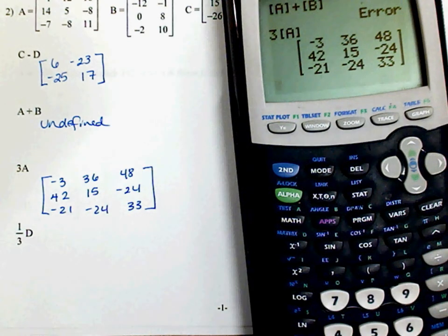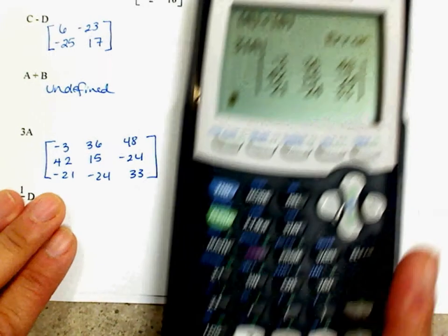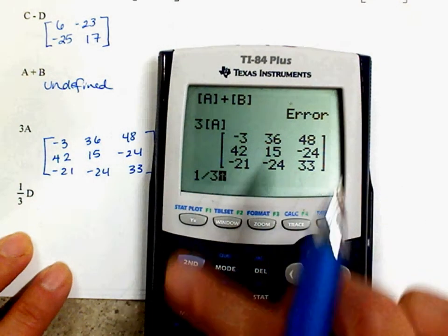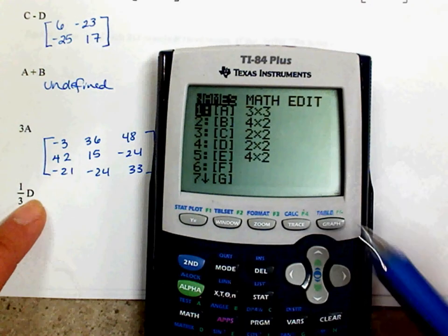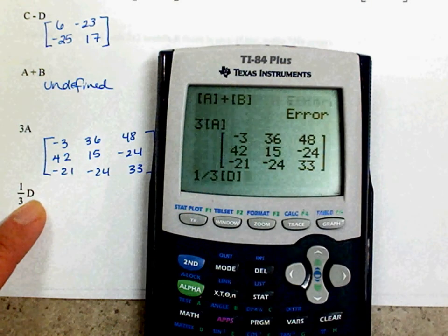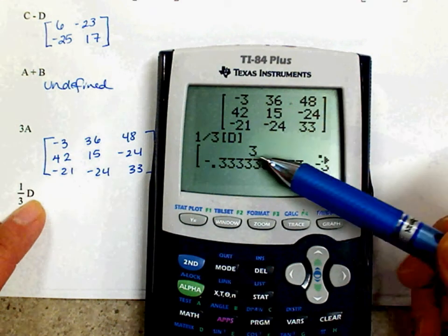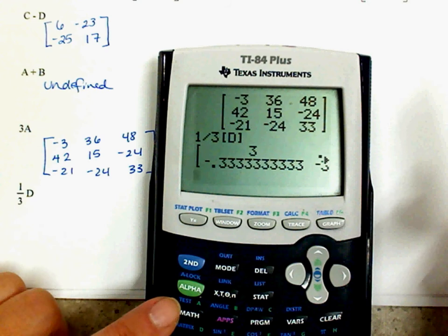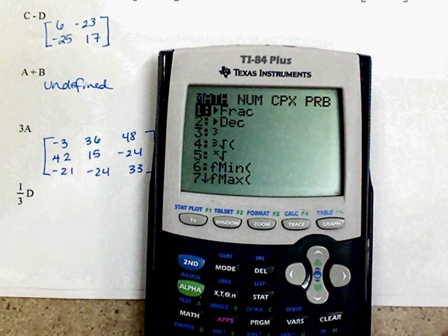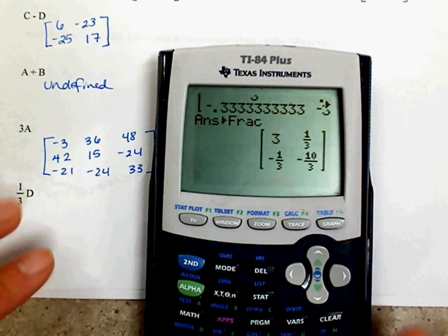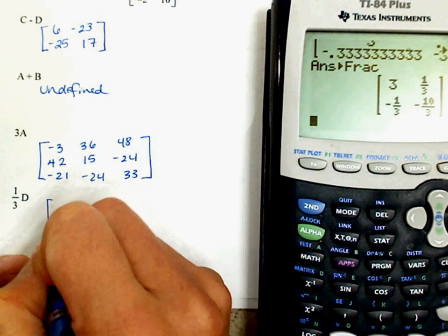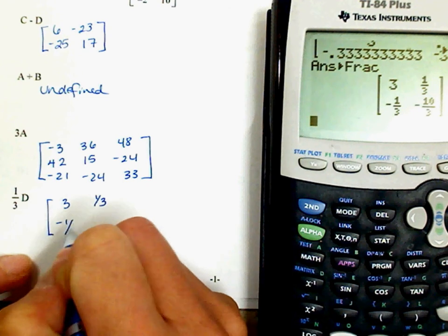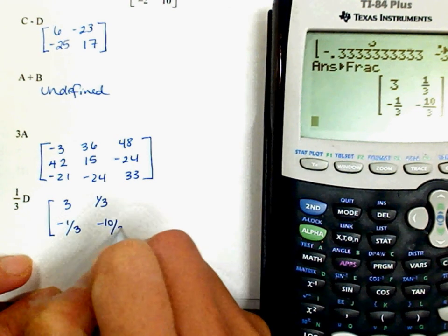All right, let's go to the next one. 1/3, which is the same as 1 divided by 3. Second matrix, D. D is number 4. Okay, now see how it gives you decimals? I like mine in fractions so I can see all my numbers. So hit math, fraction, which is number 1, enter, enter. Those are better answers than all the decimals, okay? And they're more exact. So 3 1/3, negative 1/3, negative 10 over 3.